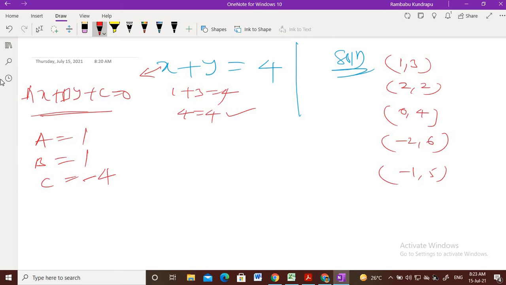See here, x plus y is equal to 4. You can rearrange this equation as x plus y minus 4 is equal to 0. Generally the right side, the RHS of the equation, you take as 0. So here if you compare with the standard equation, a value is 1, b value is 1 and c value is minus 4. These are the constants.